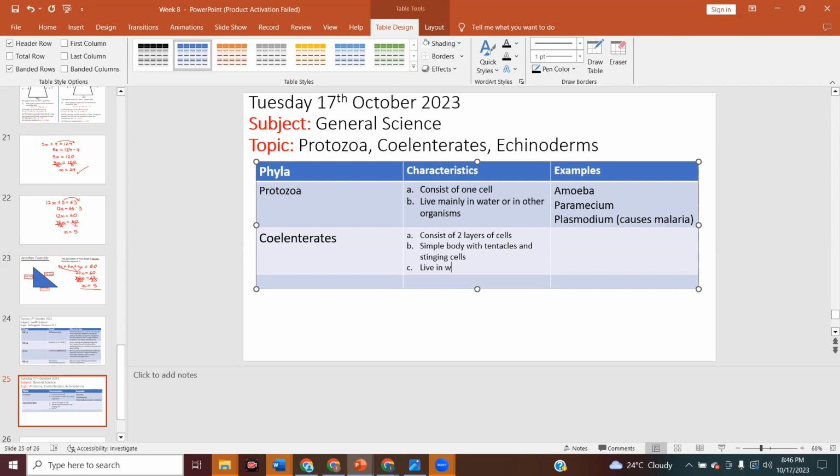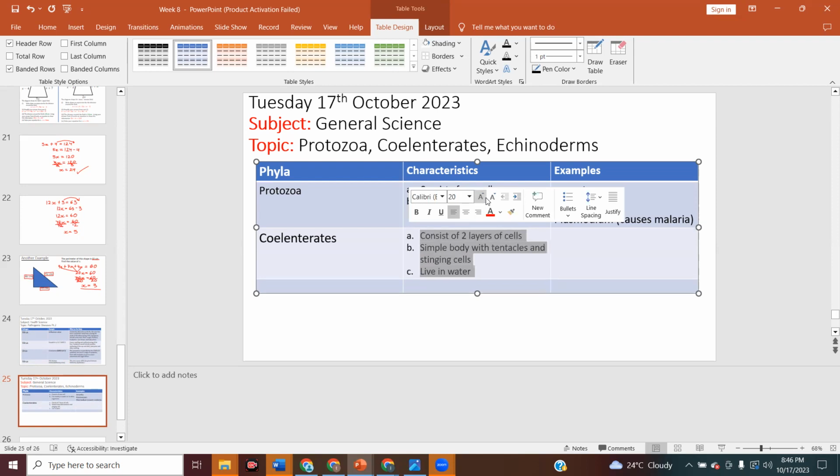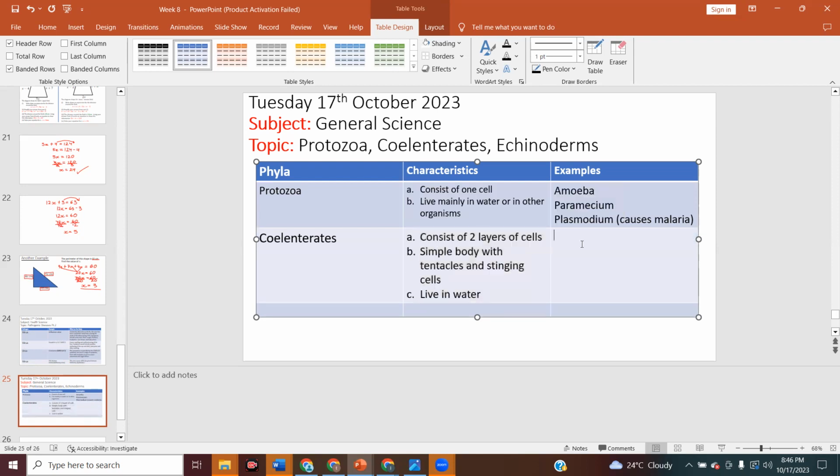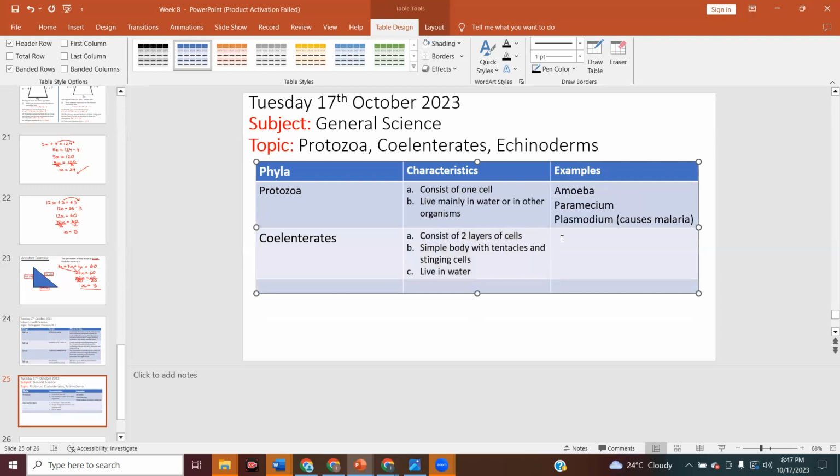Jellyfish, very good. The jellyfish. Anyone ever saw a jellyfish in real life? Yes, sir. Good. Anyone ever got stung from a jellyfish before? I have. My leg was itching for a little while. Wow. Okay. So you have jellyfish. So that is a coelenterate. Jellyfish, coral, hydra, and sea anemone. Okay.